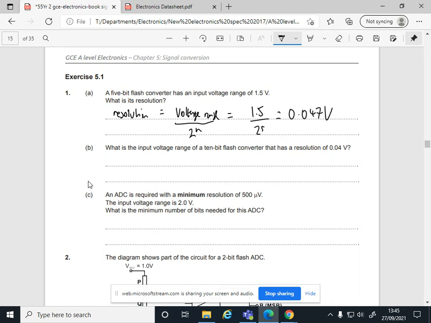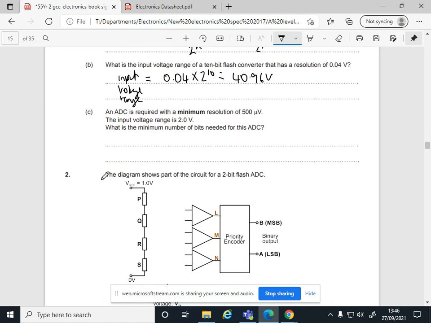Okay, it's asking exactly the same sort of thing here. So obviously, it's going to be 2 to the power 10. And this time it's the input voltage range. So obviously, the input voltage equals, as I say, just rearrange the equation. Look, 2 to the n goes up there. So it's a resolution 0.04 multiplied by 2 to the 10 gives me 40.96 volts.